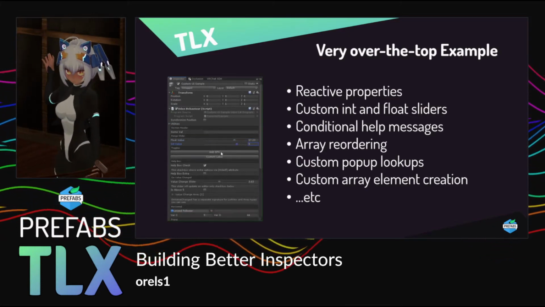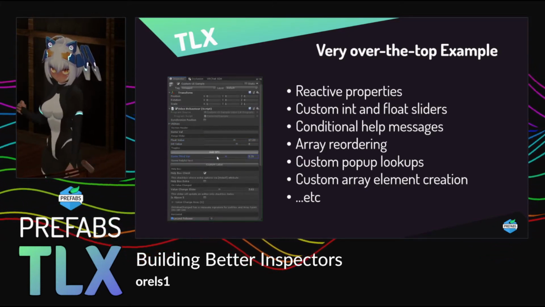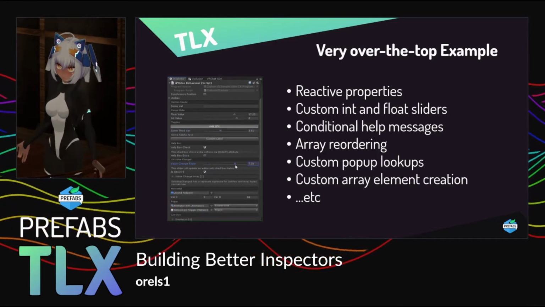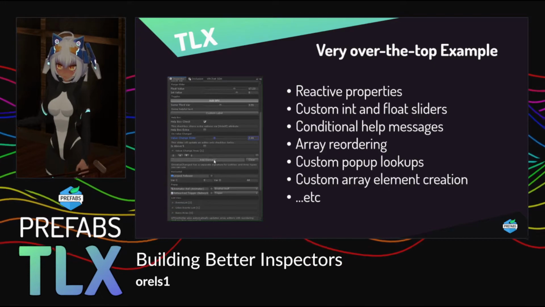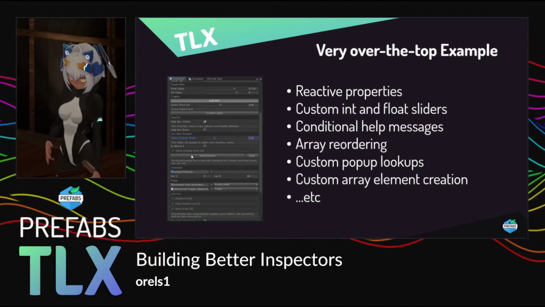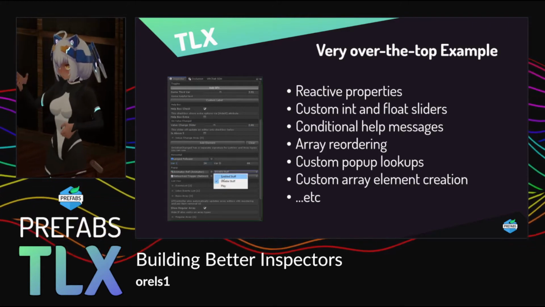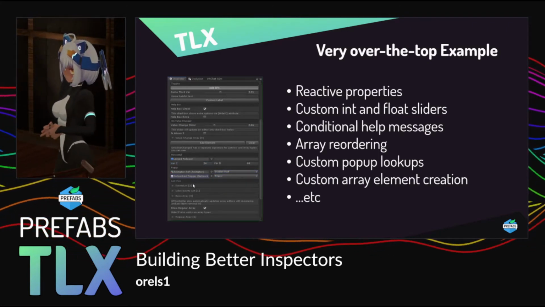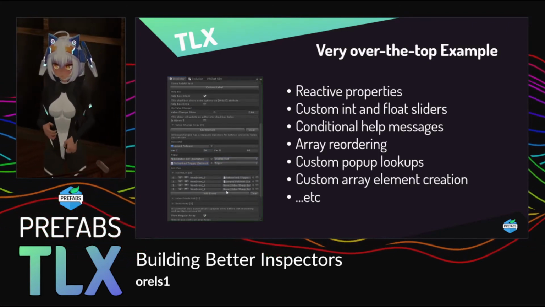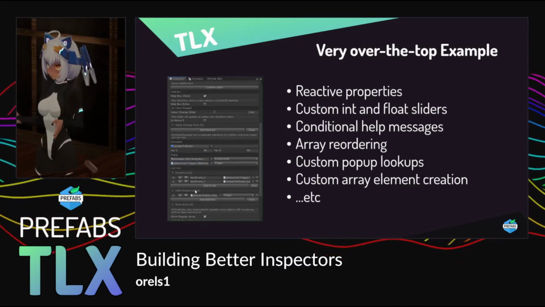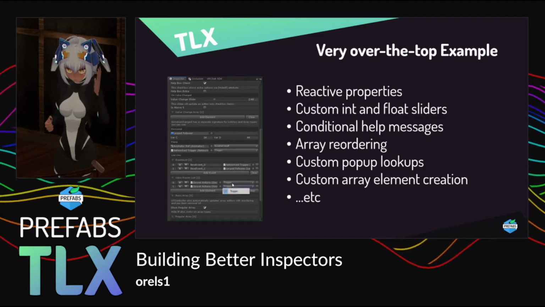So yeah, this is a very over-the-top example of what you can build. It has reactive fields, it has conditional help messages, it has custom array rendering with reordering and drag and drop, because I really wanted a drag and drop, so I added it the other day. So it has custom lookups for things like pop-ups, so you can have a list of Udon behavior events or shader properties or animator triggers or any kind of data you want. It can all be included in there.